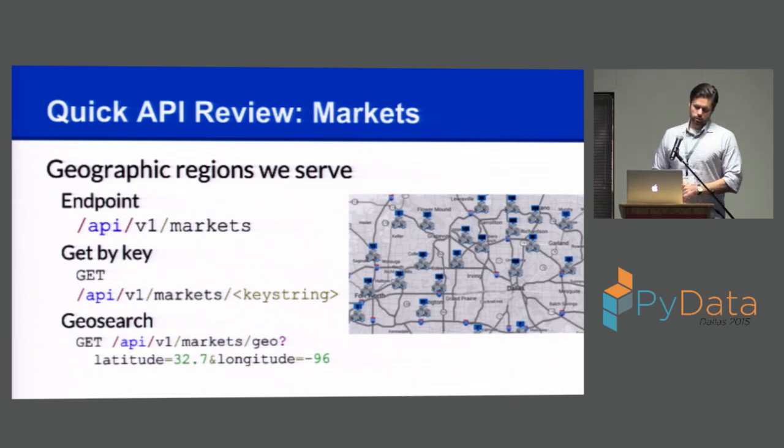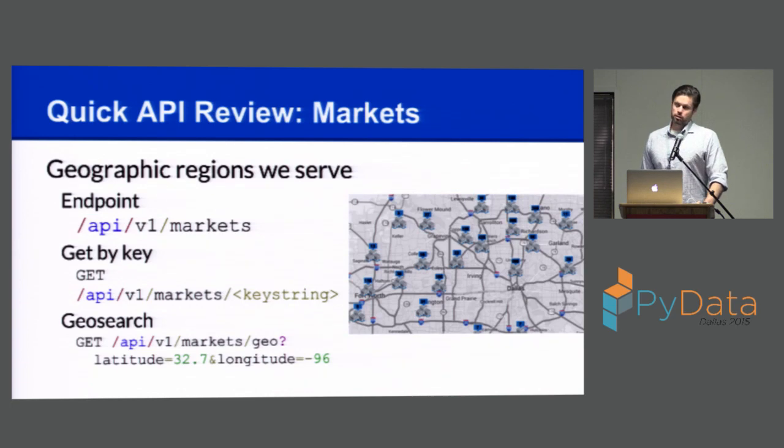So the first thing that we have is markets. And so think commercial real estate. There's residential real estate, and then there's commercial, right? So you live in your house, that's residential. You work in an office building, that's commercial. So we have markets, and a market is a geographic region that we serve, and the endpoint for that is API v1 markets. And if you want to grab an individual market, it's API v1 markets, and then you just give it the unique key string.